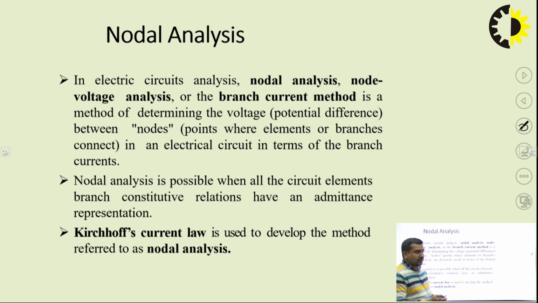Generally, we apply KVL to get the current from a circuit, but here we use KCL, which means we have to find out the node voltages with the help of KCL. Is that clear? KCL means Kirchhoff's current law. First, we have to determine the voltage between nodes. Nodes are generally the points where elements or branches connect in any electrical circuit.